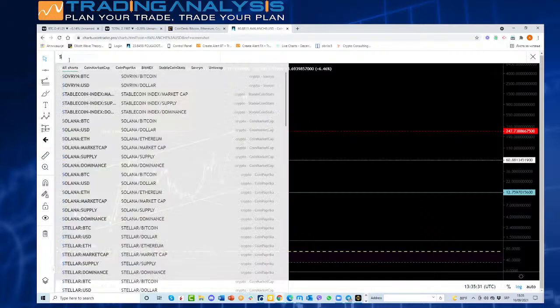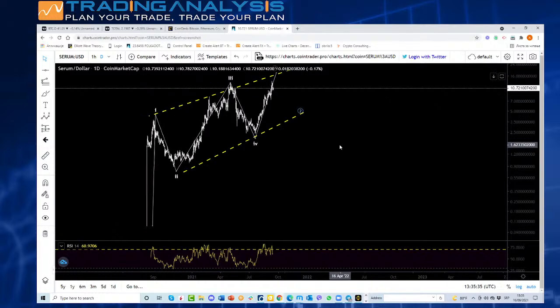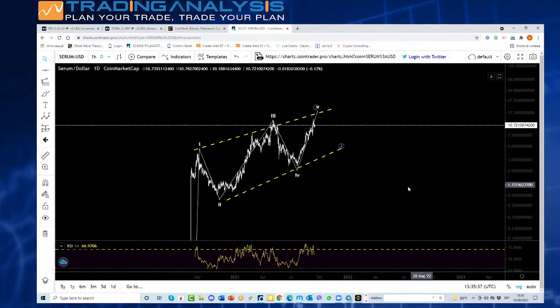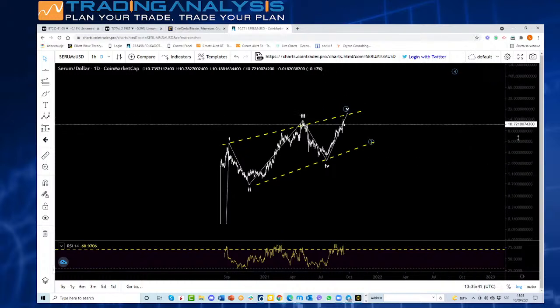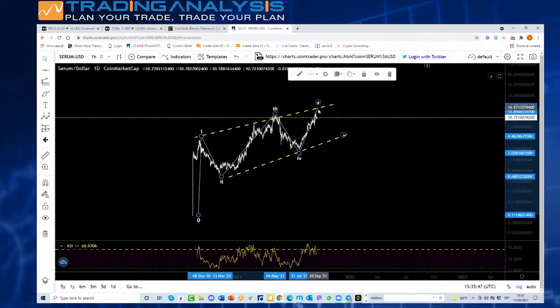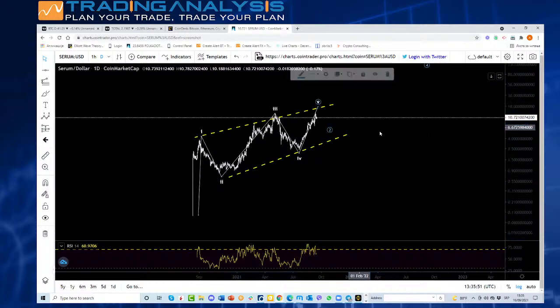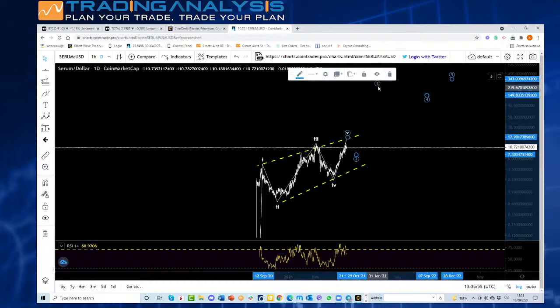Next one is SRM or Serum, which I think is a very bullish chart. I look at this for now as a leading diagonal. It might be 1-2-1-2, which is also very bullish, but which will say that probably very soon in both options we will see some small pullbacks. And after these pullbacks, this will, I think, skyrocket higher.